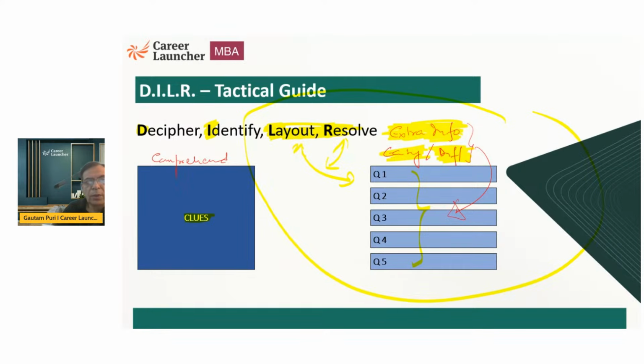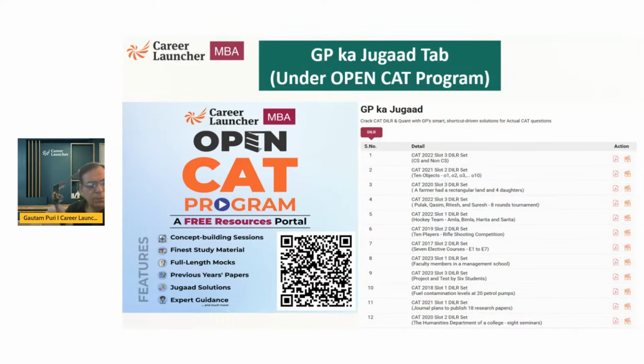Okay. So next, I hope you have downloaded the exercise, the PDF, and I hope you have not only downloaded the PDF but solved it yourself. अगर नहीं किया है, तो भैया बंद कर दो ये video. Please scan this particular QR code. Go to OpenCat. Out here you'll find the tab of GP का Jugaad.